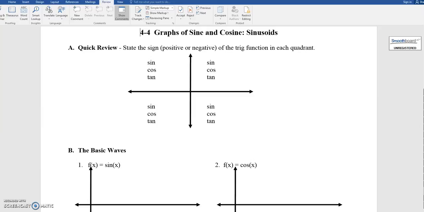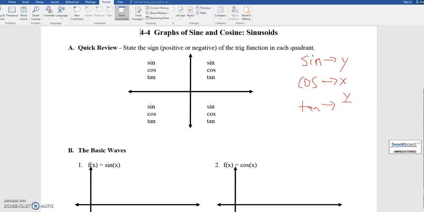I guess the first thing I want you to remember is that sine is related to the y value in that quadrant, especially going around the unit circle. Cosine is going to be related to the x value, and tangent is a fraction, that's y over x. And so if we're using that, we can pretty easily figure out in each quadrant what the sign of sine, cosine, and tangent should be.